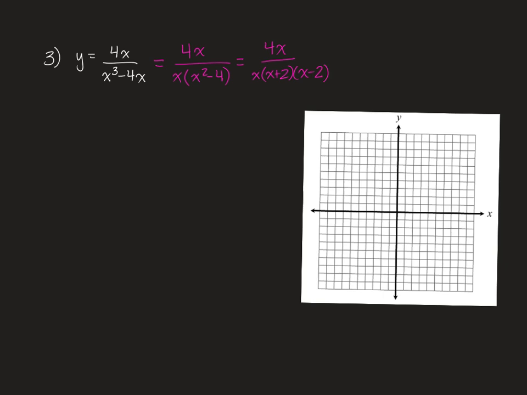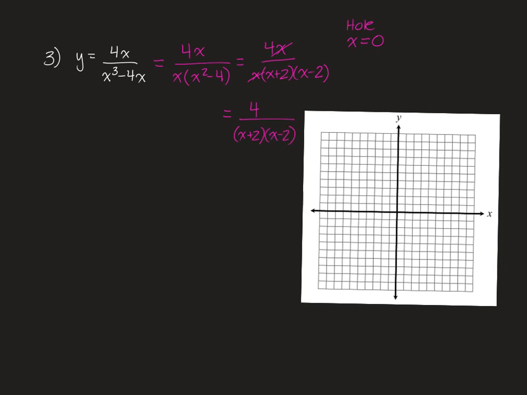Now look at what can cancel. We can actually cancel the x's. Now, since we canceled them, that means that there is a hole, okay? And so we set that factor equal to 0. So x equals 0, that's where our hole exists. To find the y value of the hole, you plug it in to your simplified form here.